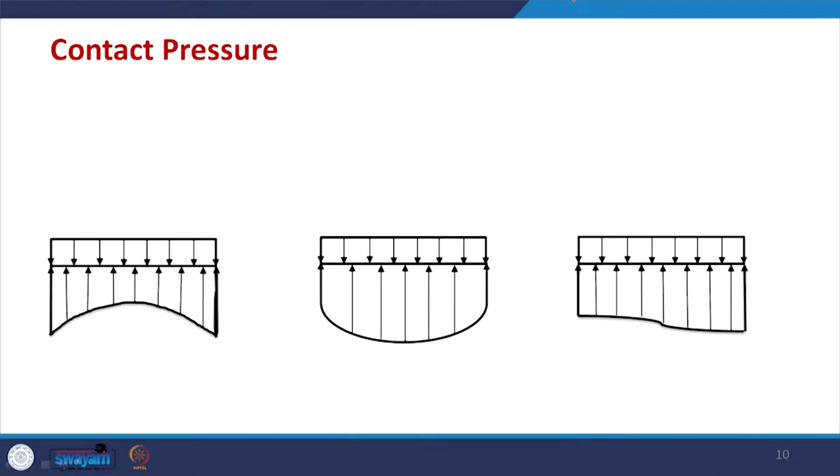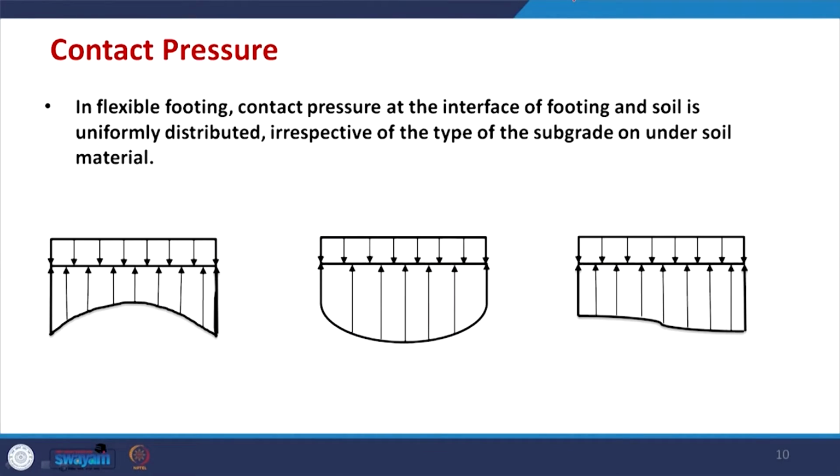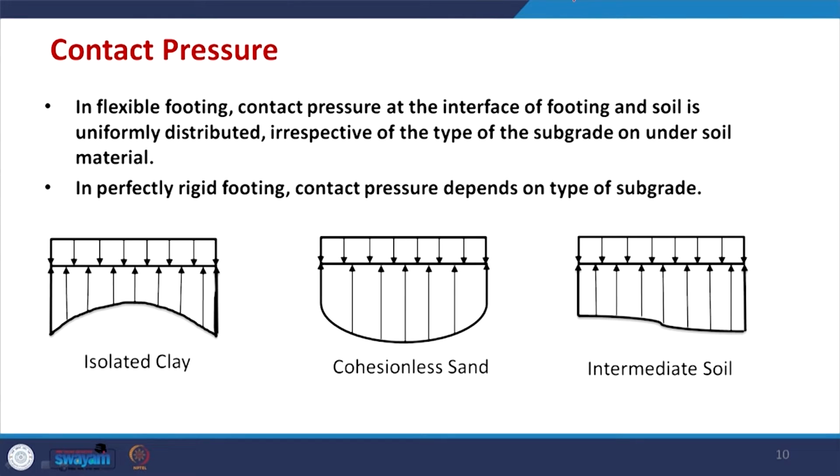Continue with that. One issue is related to contact pressure. Contact pressure can be different for different types of footing. If the footing is flexible, in that case the contact pressure at the interface of the footing and the soil is uniform, and this happens irrespective of the type of subgrade under the footing. That means, whether you have clay or sand, the pressure distribution is uniform for a flexible footing.